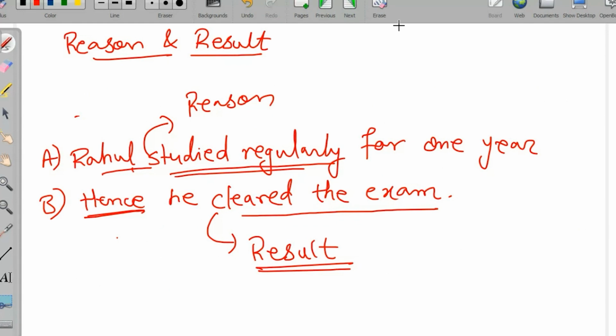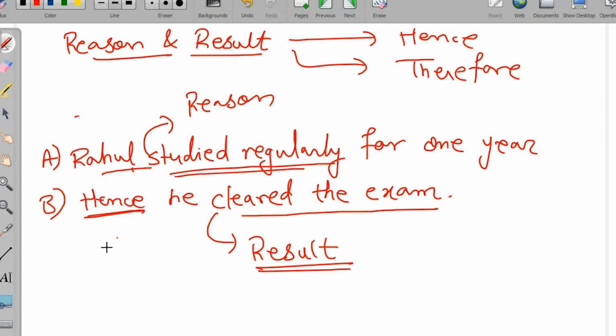So, reason and result will have hence in it. It will have therefore. Now, you can substitute hence with therefore also. Rahul studied regularly for 1 year. Therefore, in place of hence, you can also use therefore. You can replace hence with therefore. Rahul studied regularly for 1 year. Therefore, he cleared the exam.